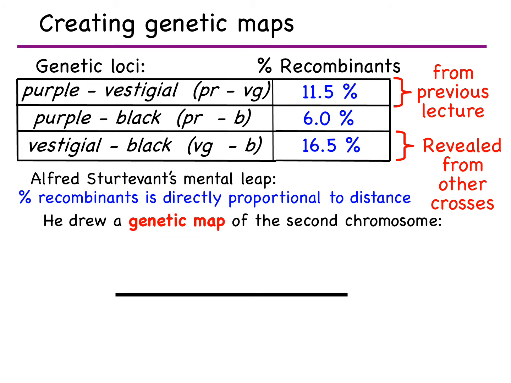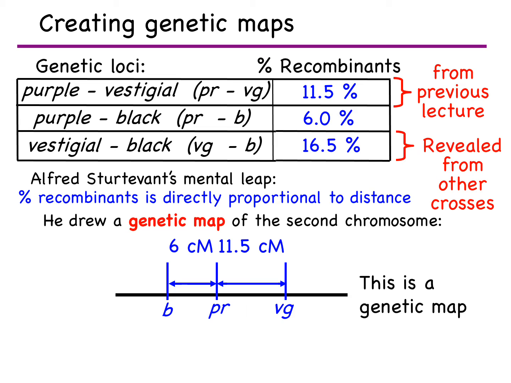And basically what he did is he drew a line that represents the second chromosome, which is the chromosome that these genes reside upon. And he placed the purple gene on that map. And then he said, well, the vestigial gene maps 11.5% or 11.5 centimorgans away. So he drew that on the map, and he spaced those by 11.5 centimorgans. And then we know that the black gene is 6 centimorgans away from purple. So he placed that on the map as well, 6 centimorgans away from the purple gene. Okay, so this is a genetic map. And on the next slide, I'll show you examples of additional genetic maps.